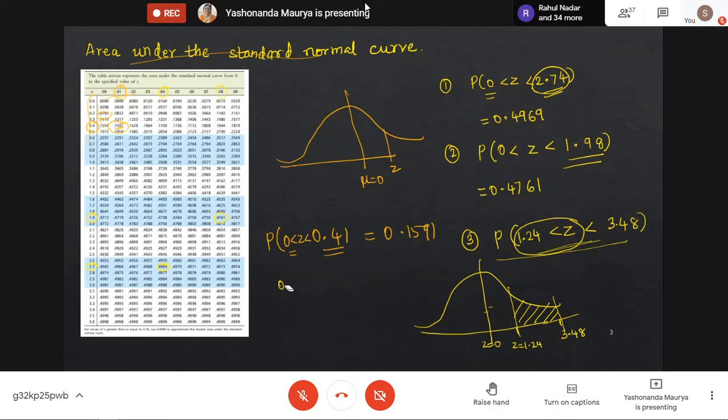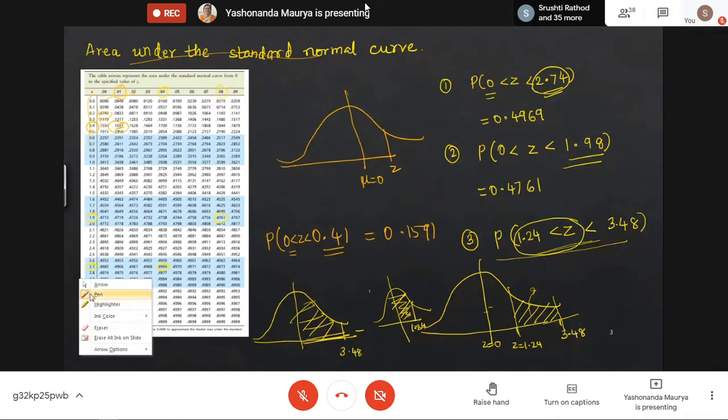so now this area can be obtained by, I'll take this curve here to this point 3.48. I'll take this total area minus this area. What is this? 1.24. If I subtract this much from this total area, then what I'll get is this figure. Okay.